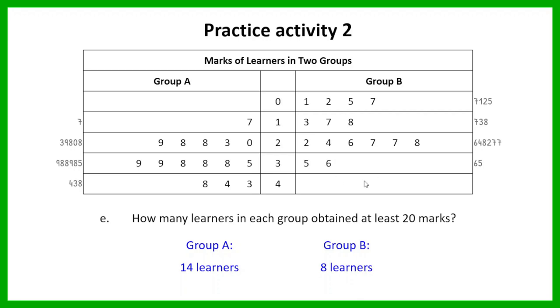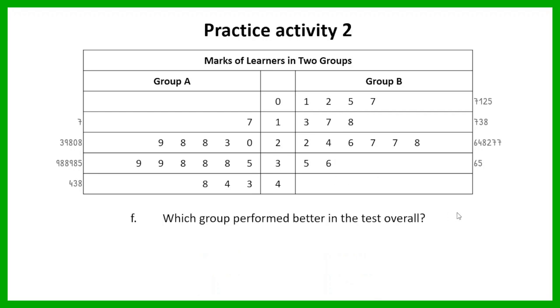And then the last question, which group performed better in the test overall? Now, you can look at the stem and leaf over here and you can see that group A's marks are generally all grouped further down on the stem and leaf at the higher values, and group B's marks are all further up at the lower values. So group A generally performed better than group B did. And that is how we work with stem and leaf plots.